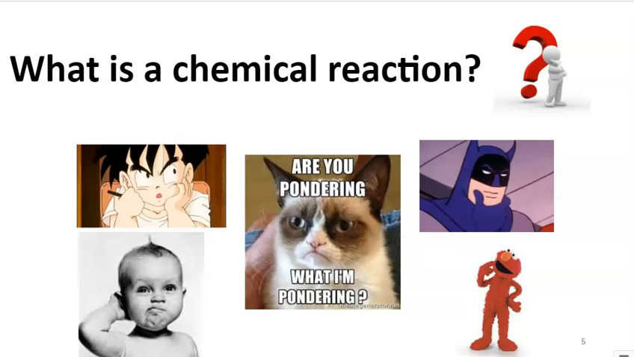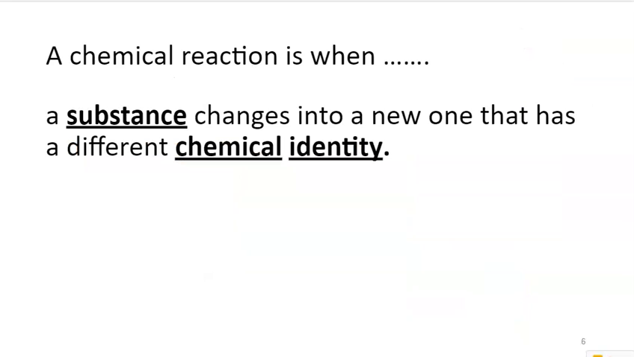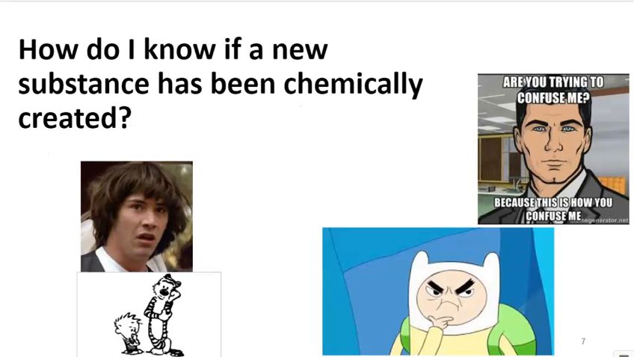We've all heard this, so what does it really mean when we say something's undergone a chemical reaction? So here is a chemistry definition. A chemical reaction is when a substance changes into a new one that has a different chemical identity. So it is no longer on a molecular level the same thing that it was before. So how do you know if a new substance has been chemically created?